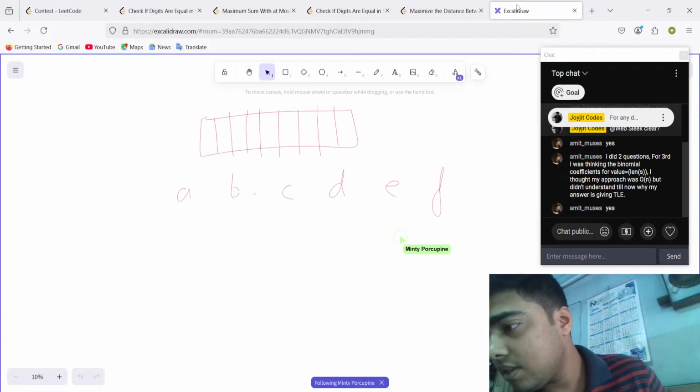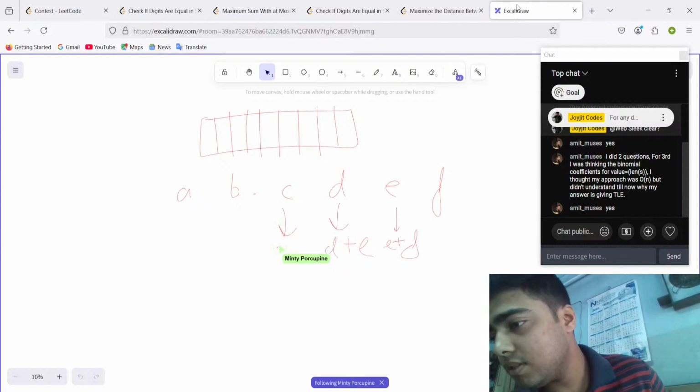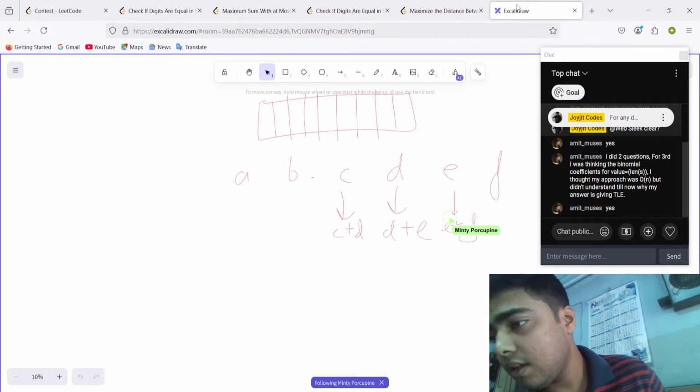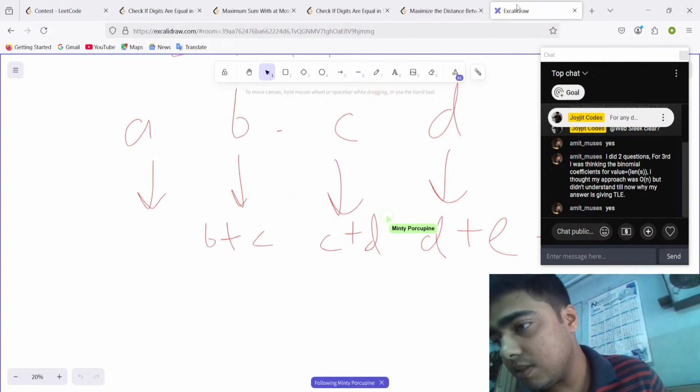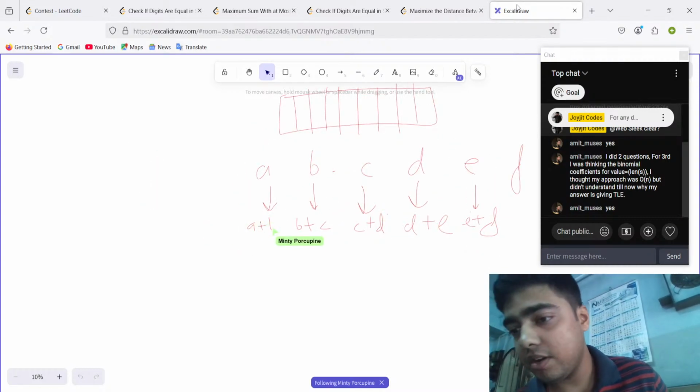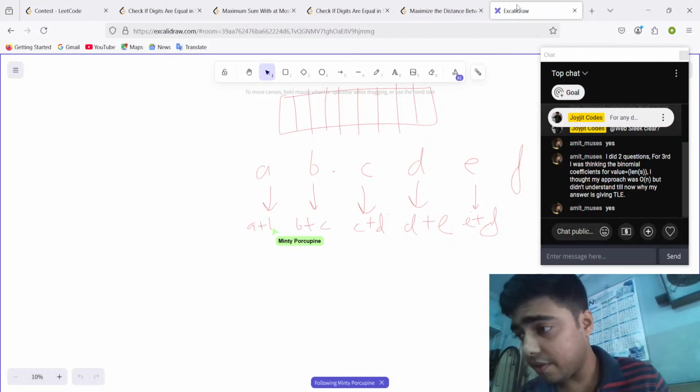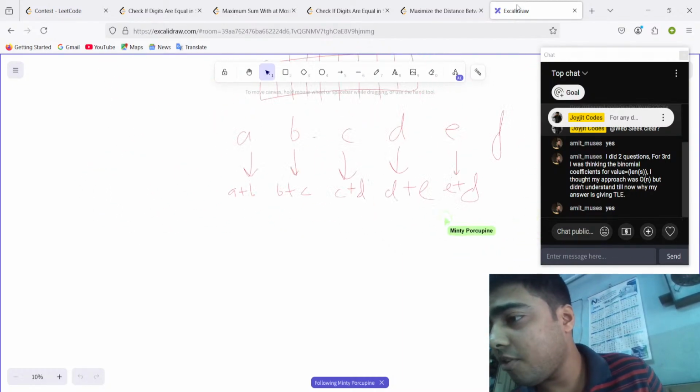So what happens? This becomes E plus F. This becomes D plus E. This becomes C plus D. This becomes B plus C. And this becomes A plus B on the first step, right? Great. On the second step, what happens?